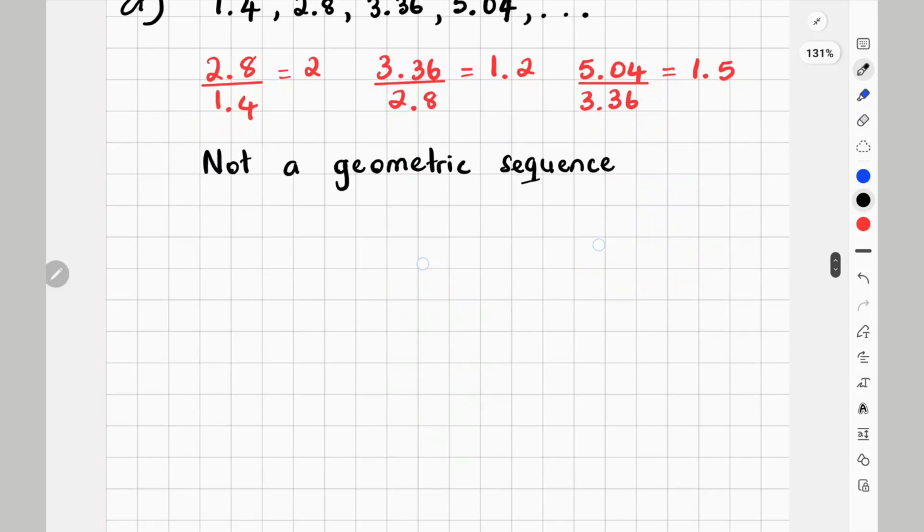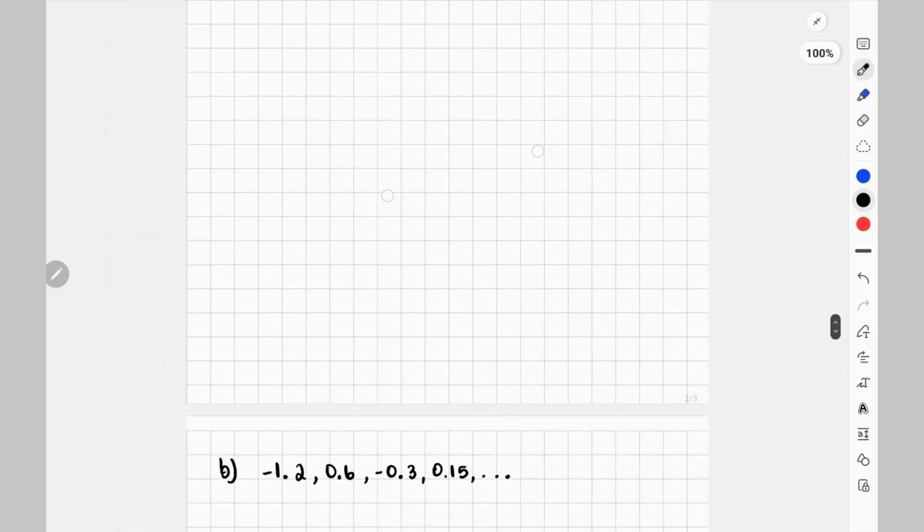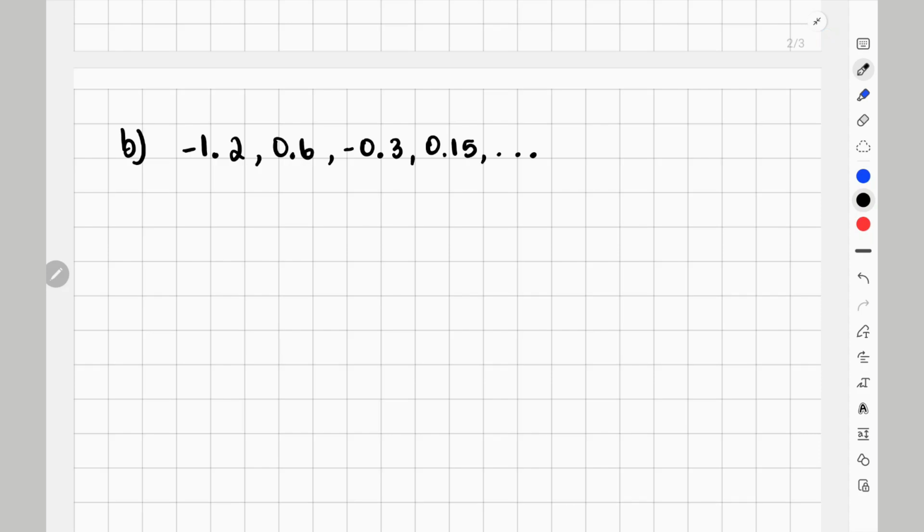Now, let's take a look at another question. Now, just like before, in order to find the ratio between the consecutive terms, we'll be dividing the consecutive terms. 0.6 divided by negative 1.2 gives a ratio of negative 0.5. Negative 0.3 divided by 0.6 gives a ratio of negative 0.5.